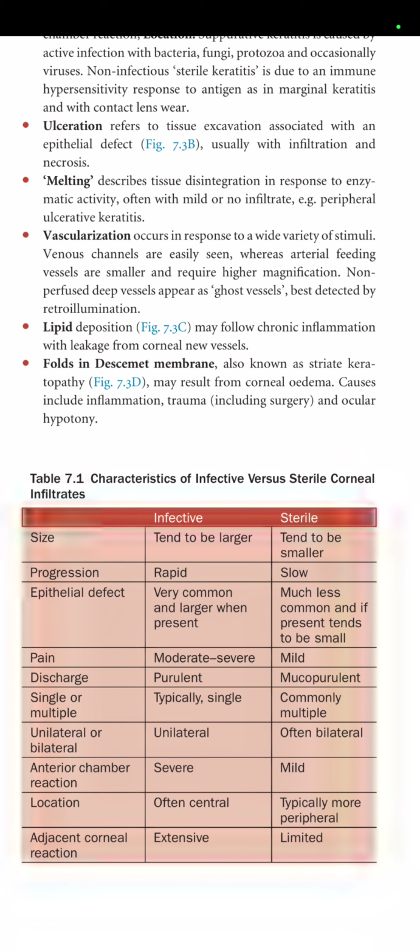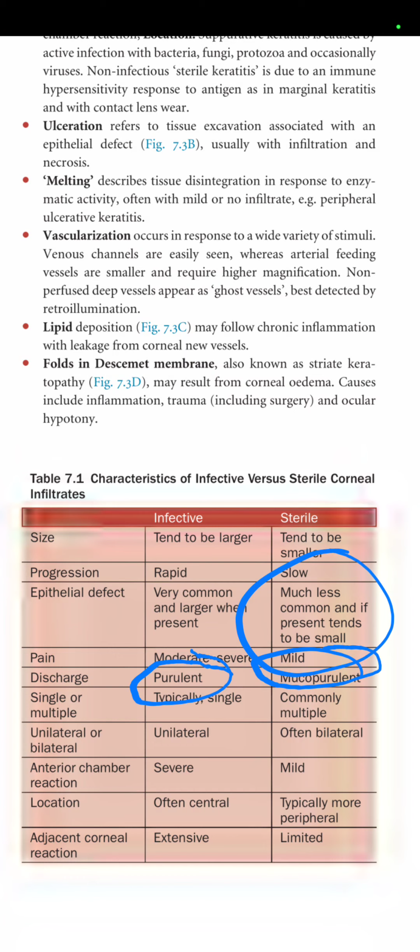So first of all, we are going to study the P, the pain. In infective, it is moderate to severe. It is more intense pain in the infective one, but in sterile it is usually mild. Epithelial defect is very common and larger when present in infective, whereas in sterile it is much less common and tends to be small. Then discharge: discharge is purulent in infective cases, and in sterile it is mucopurulent.